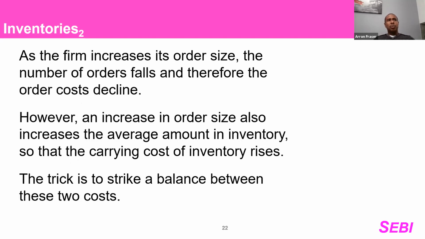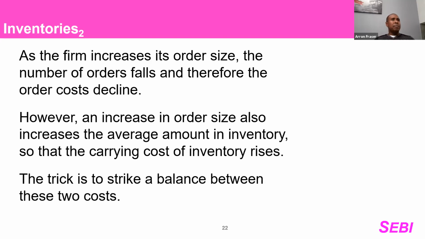A couple of things that you would note in terms of inventory. As firms increase, the order size increases, the number of orders falls, and therefore order cost declines, right? As a firm increases, it tends to buy in more bulk, and by buying in more bulk, it reduces the frequency with which orders are placed, and hence the order cost, because every order has some cost associated with it. But on the other side, an increase in order size also means that the average inventory amount will increase, so the carrying cost of inventory rises.